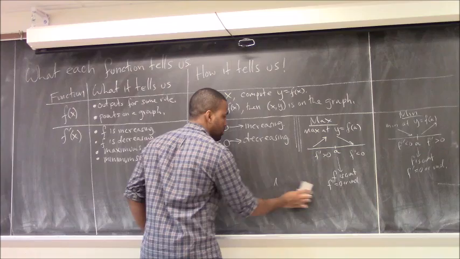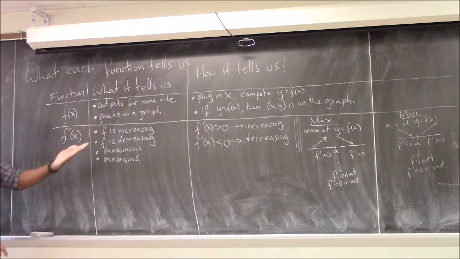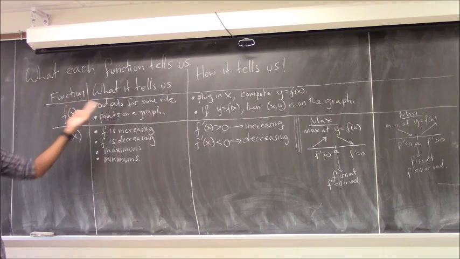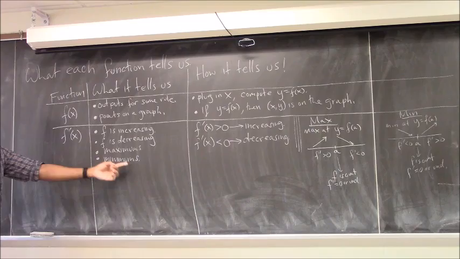So that's what the derivative tells you, and that's how the derivative tells you. Okay? So if you care about what your function is doing, what outputs it's giving you, what points are on a graph, you use the original function. If you care about whether your function is increasing, decreasing, where the maximums or minimums are, use the derivative of the function, and this is how it will give you that information.